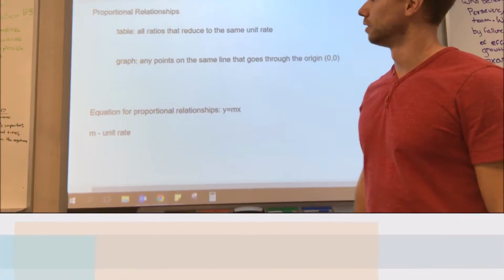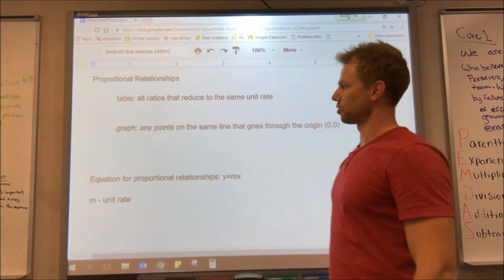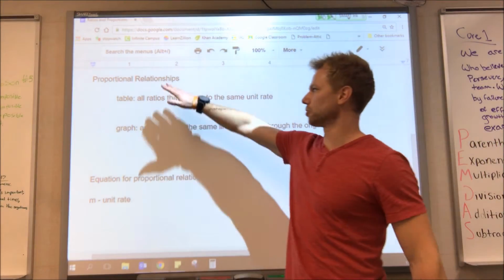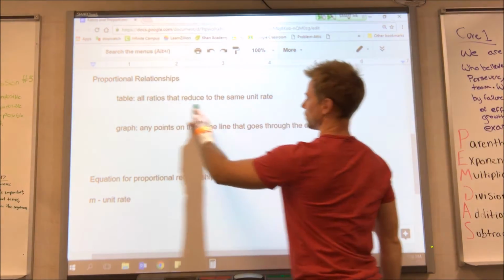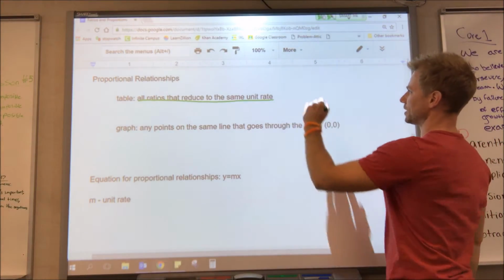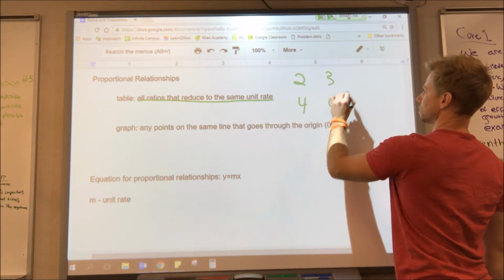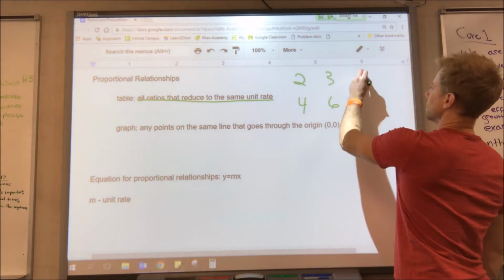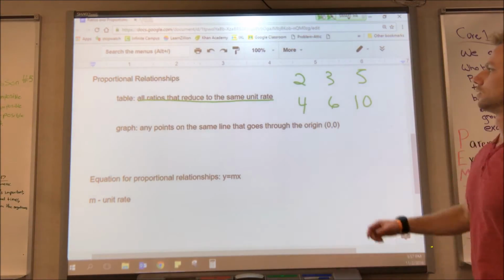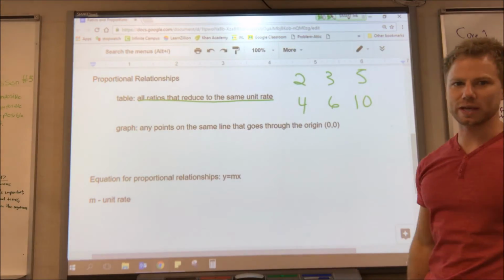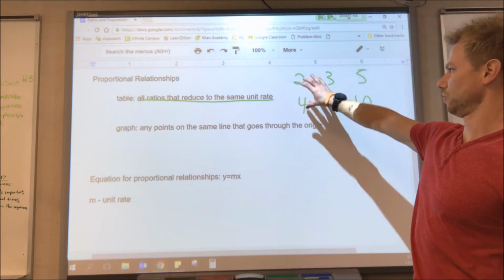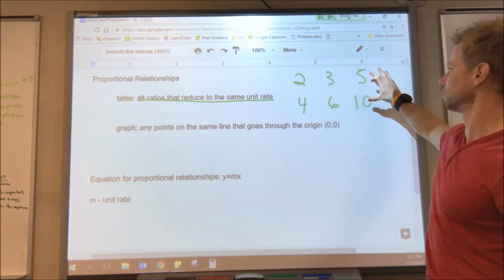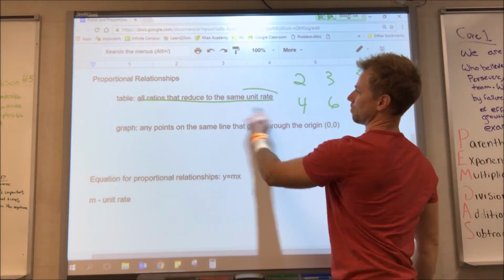All right, we're trying to figure out if we have a proportional relationship in a table and in a graph and what that would look like. So on a table, if it's a proportional relationship, all the ratios will reduce to the same unit rate. For example, if my table had 2 and 4, 3 and 6, 5 and 10, all of those ratios actually reduce to the same unit rate. They all reduce to 1/2. So this would be an example of a proportional relationship. 2 over 4 reduces to 1/2, 3 over 6 and 5 over 10 all reduce to the same unit rate.